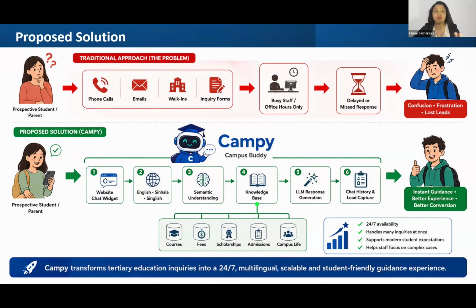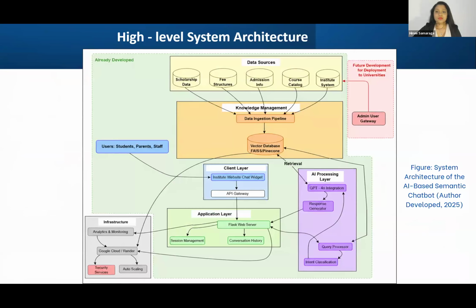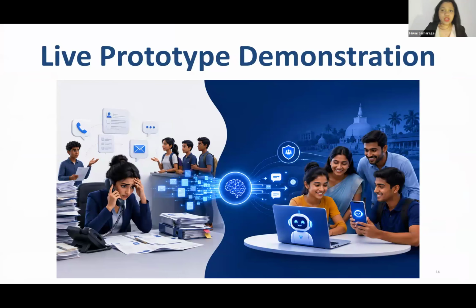So instead of hiring more staff or risking losing leads, universities can offer friendly, fast, and intelligent assistance that improves the student experience and supports the marketing team. This is the opportunity to solve a real, ongoing communication challenge in higher education with scalable and smart AI. So this is the final architecture of my AI-powered semantic chatbot built using a RAG-based approach. Not going to talk about this much. Basically, these are all the layers I have identified and used to generate this high-level system architecture. So let's go to the live prototype demonstration.